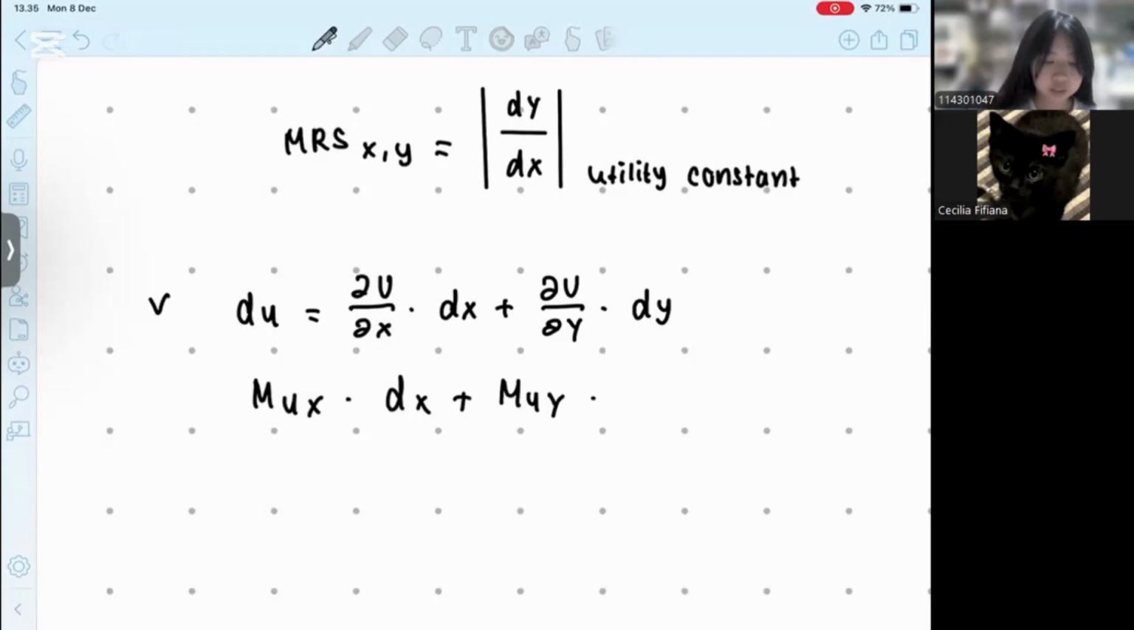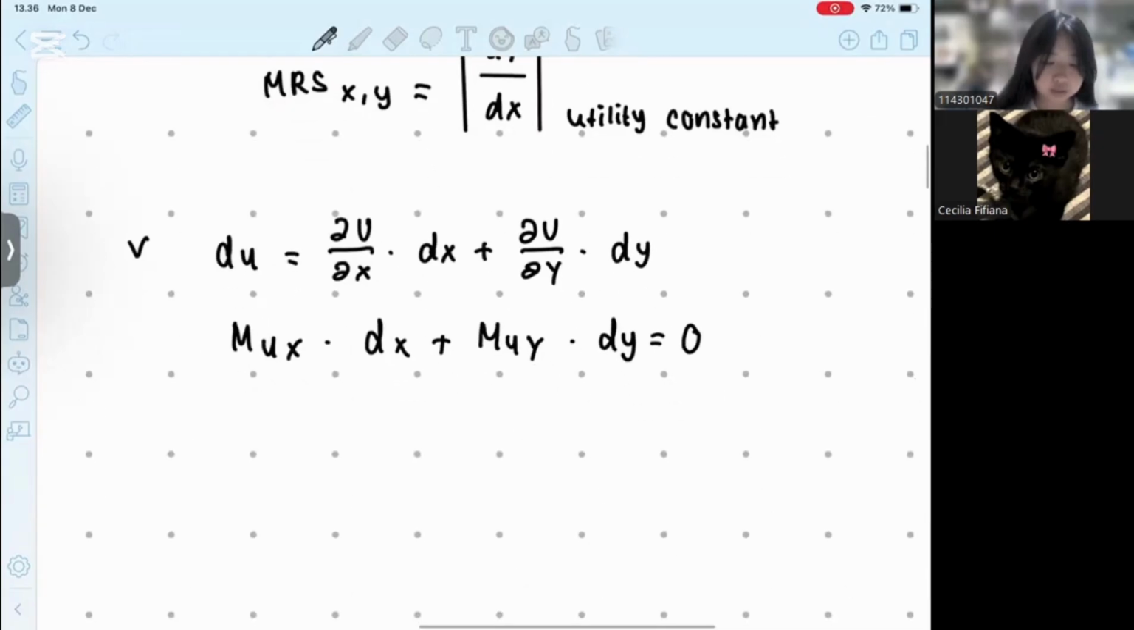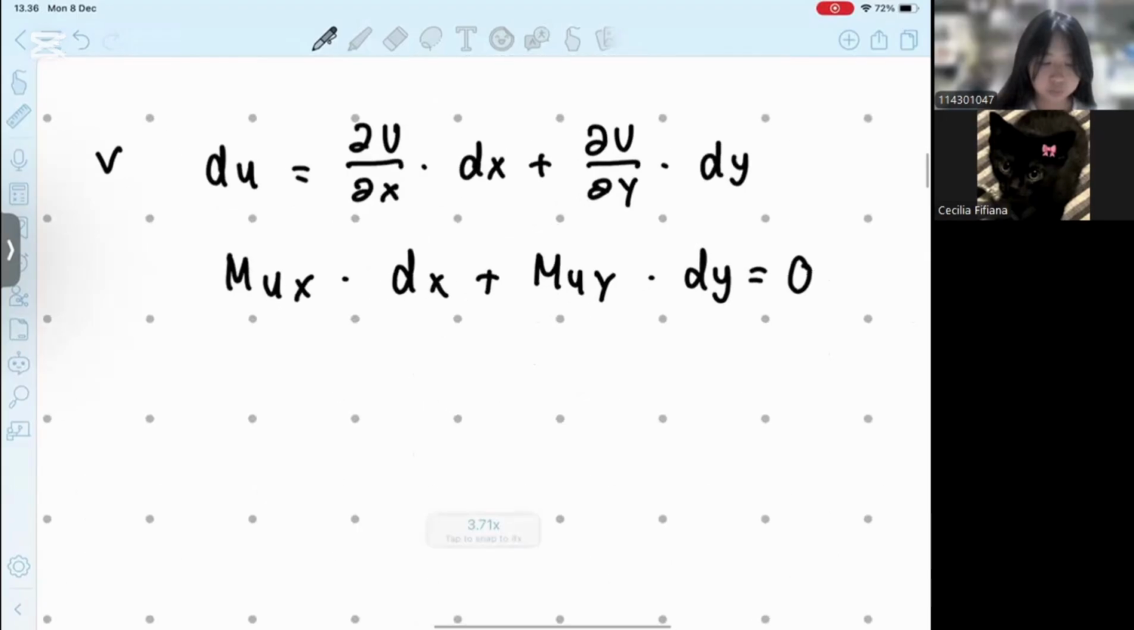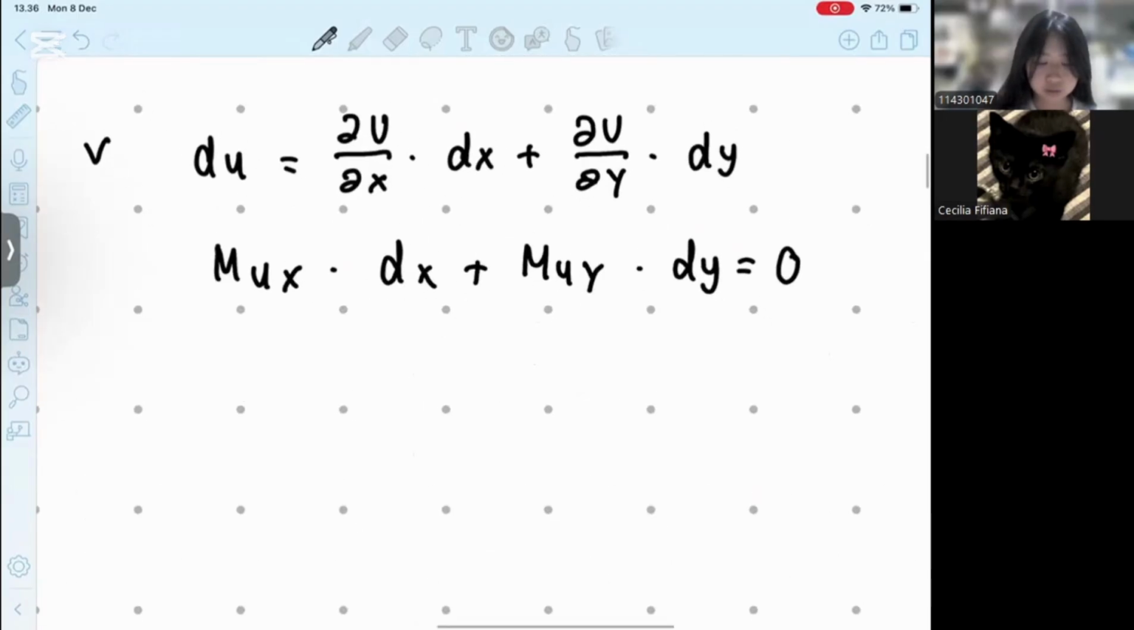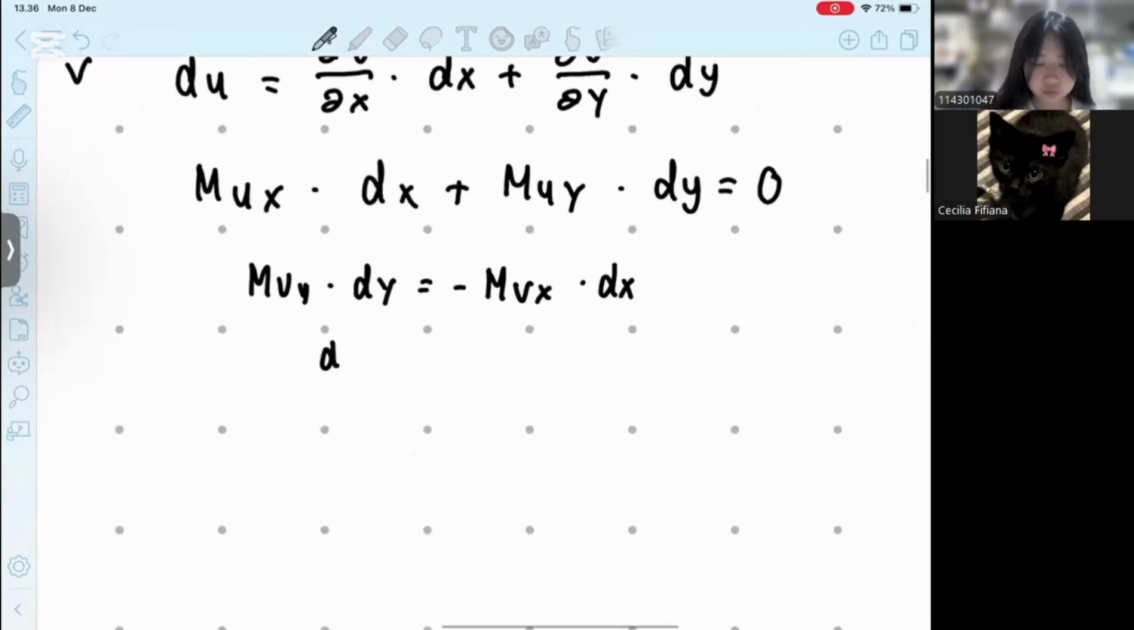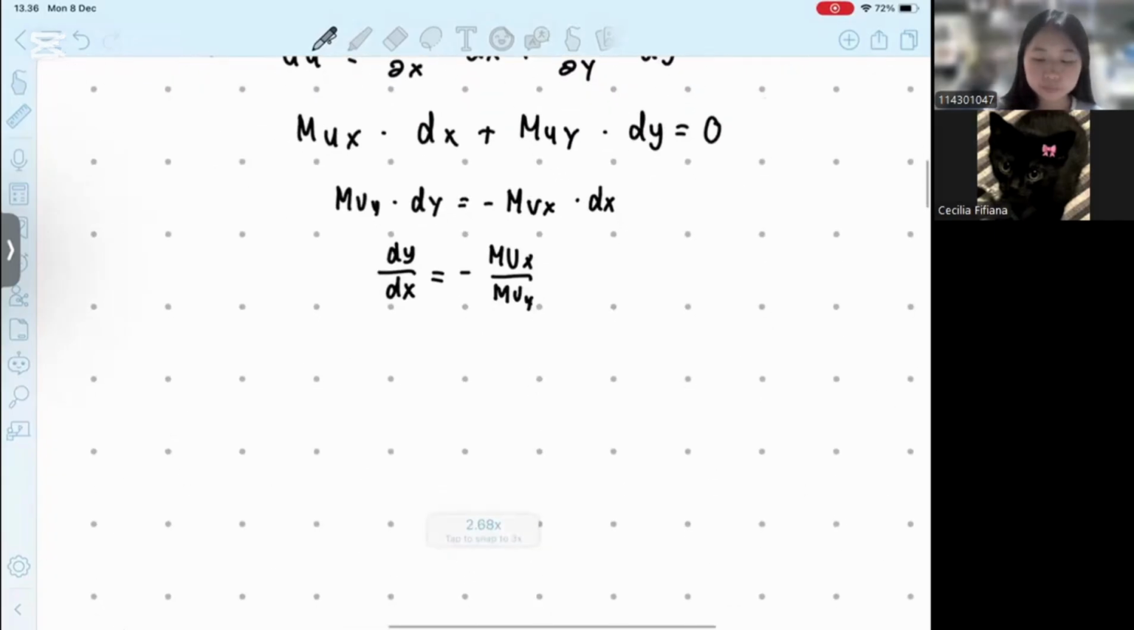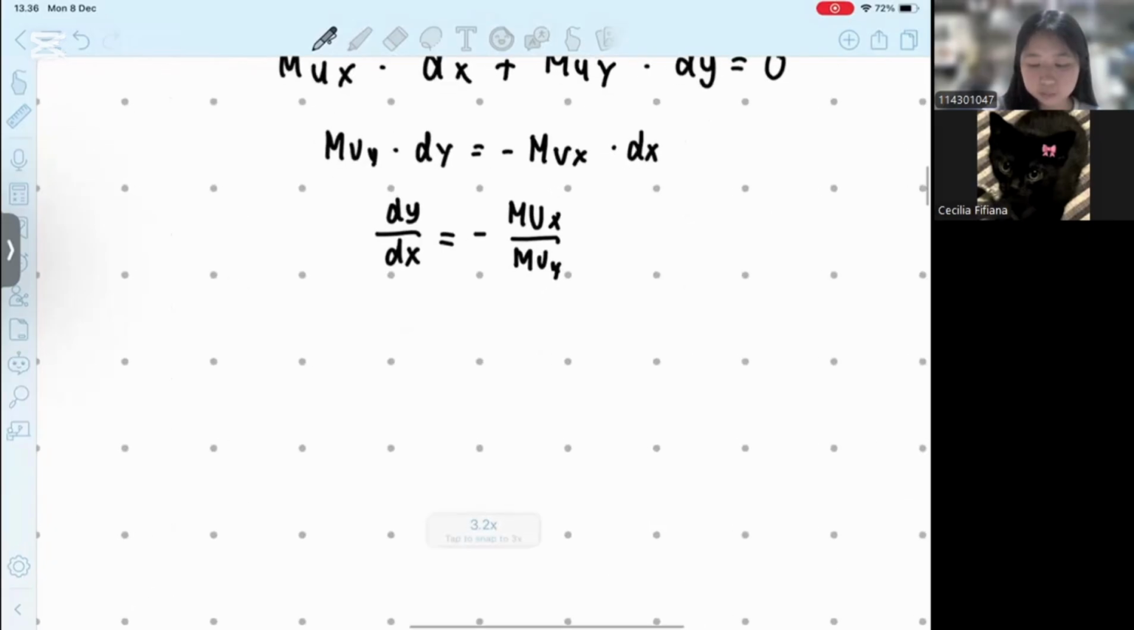And we can rearrange it to find the slope. So MUy times dy equals minus MUx times dx, which would be dy per dx equals minus MUx per MUy. And the MRS is the absolute value of the slope, so we know that MRS equals MUx per MUy.